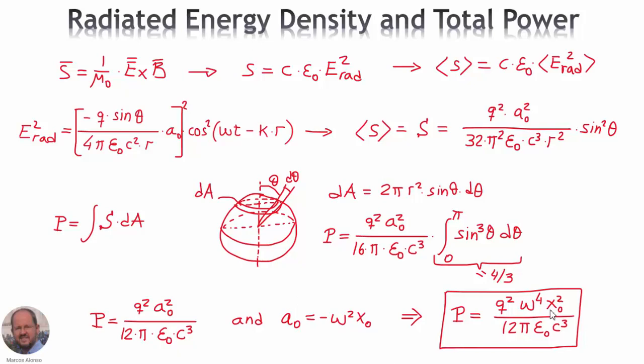So we can see finally that both the energy density and the total power are proportional to the frequency of the electromagnetic radiation raised to the fourth exponent. This is very important, so we can see that the higher the frequency, the higher the energy density that is being transported by the electromagnetic radiation.